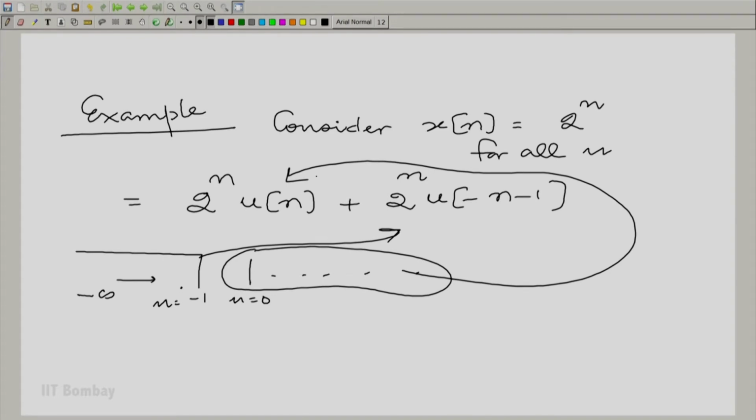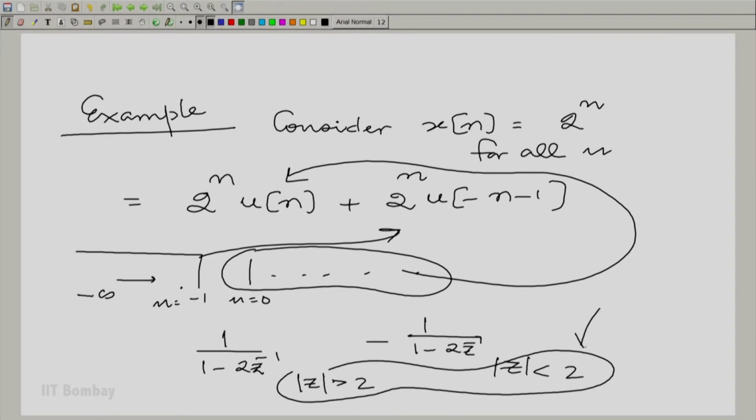the individual z transforms. So, I have 1 by 1 minus 2 z inverse, which corresponds to 2 to the power of n u[n] with mod z greater than 2, and here I would have 2 raised to the power of n u[-n-1], which would have minus 1 by 1 minus 2 z inverse, but mod z would be less than 2, and if I just blindly add them, I would get a 0. But remember, this intersection is also null.